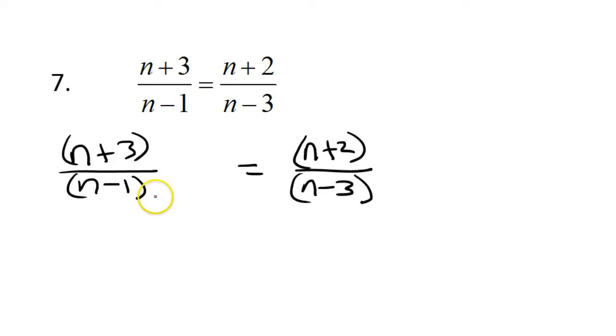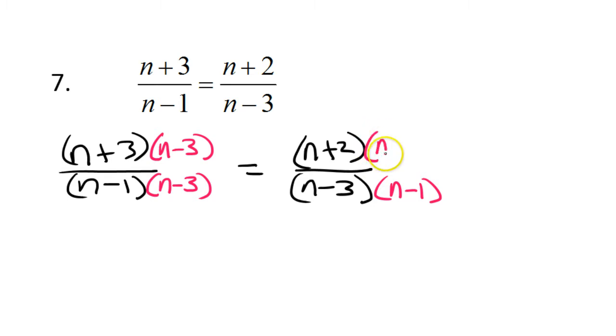Now, we need the denominators to be the same. So the right-hand denominator has an n minus 3, so we will put an n minus 3 in the left denominator. Anything I put in the bottom, I need to put in the top as well. Now, the left denominator has an n minus 1, so the right denominator will also need an n minus 1, and I will have to put the same thing in the numerator over here. Okay, so now I have like denominators.